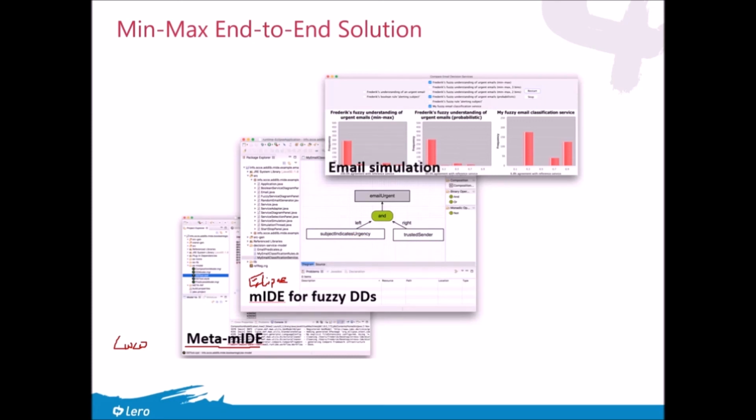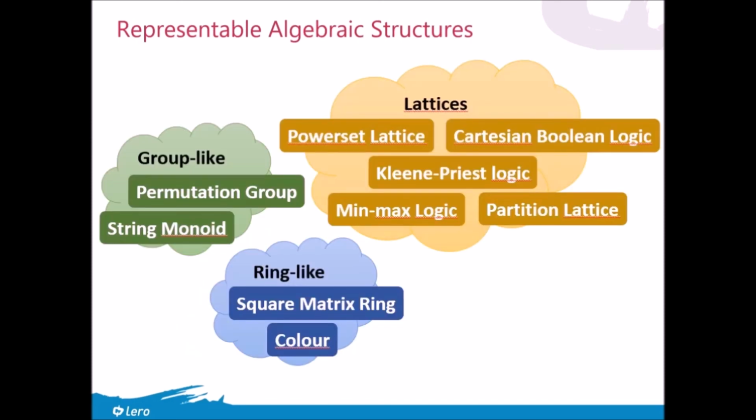As we can see here, we can then compare it to, say, an optimal one that we did earlier that we can see on the left. And then we can see our own classifier. And again, the different probabilities. So again, a low-code environment, but now we can do Boolean, we can do probability, we can do fuzzy logic, and a multitude of others. So again, these are the representable algebraic structures. So you can have group-like structures, you can have lattices, and you can have ring-like structures, and possibly many more.